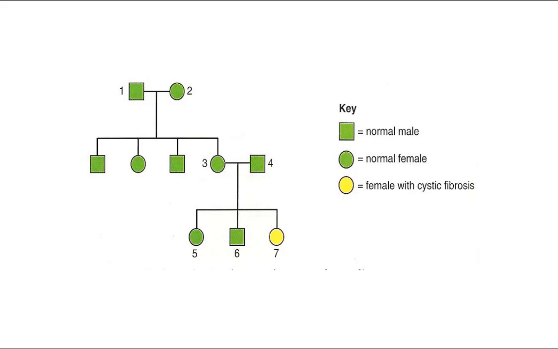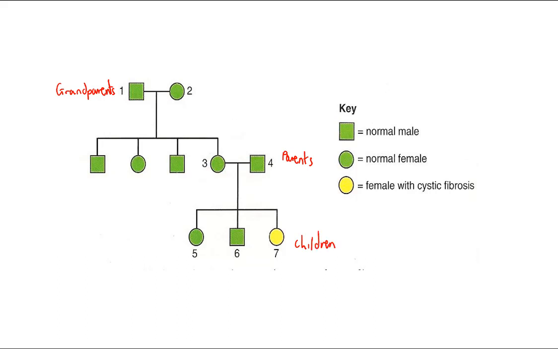a normal female, has children with this person who is a normal male. They have 3 children altogether, 2 of them are normal, but 1 of them has cystic fibrosis. So in this scenario, these 2 people up here are basically the grandparents. 3 and 4 are the parents of children 5, 6, and 7.